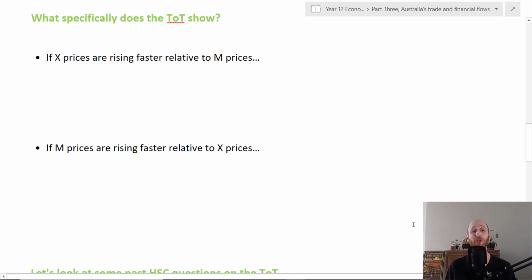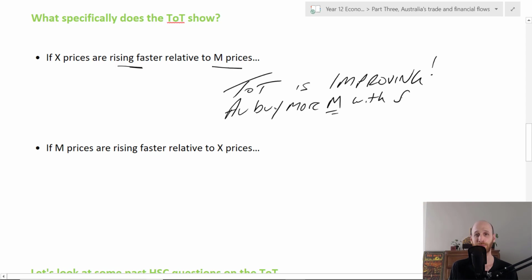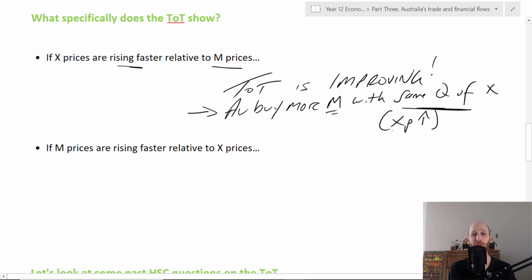Okay, what does the terms of trade specifically show? Here we go. If export prices are rising faster relative to import prices, the terms of trade is improving and Australia can buy more imports with the same quantity of exports because Australia's export prices are rising faster than import prices.